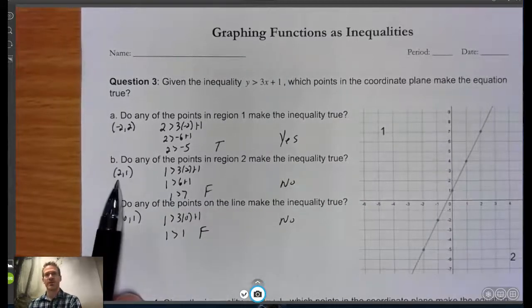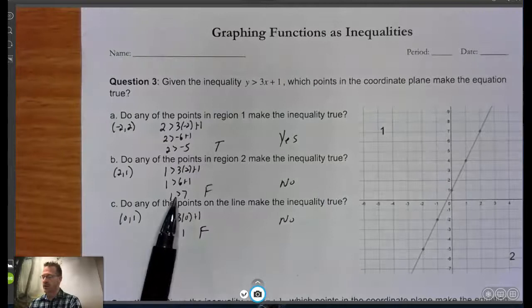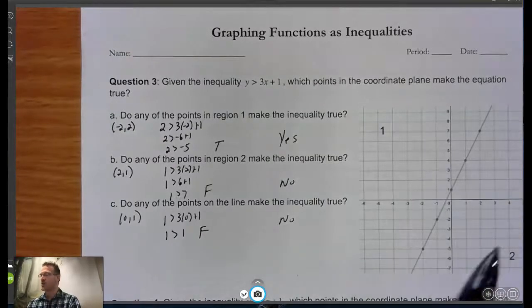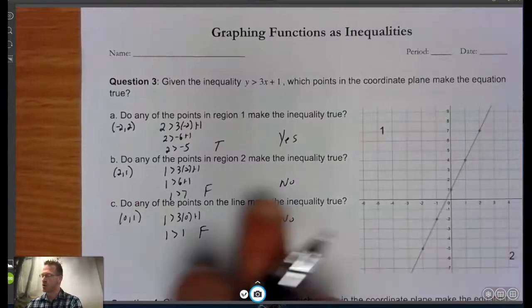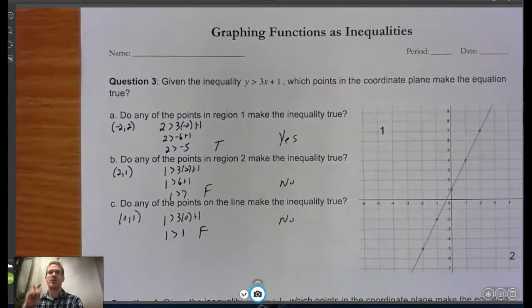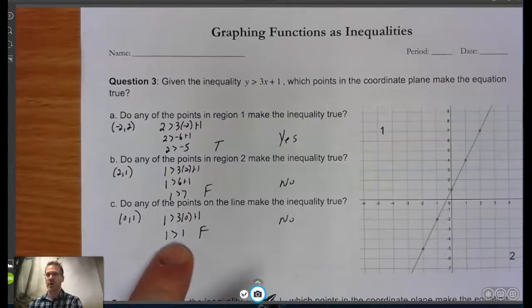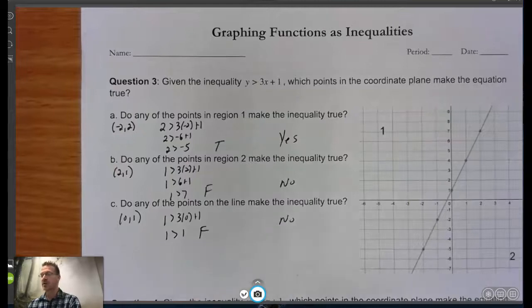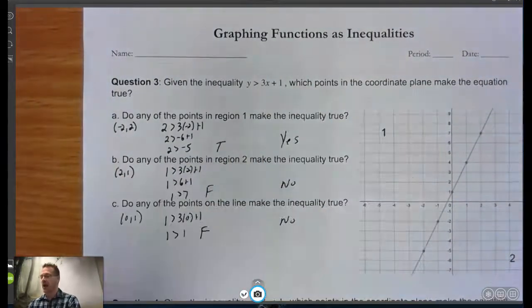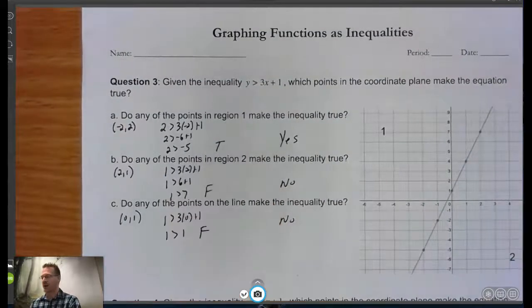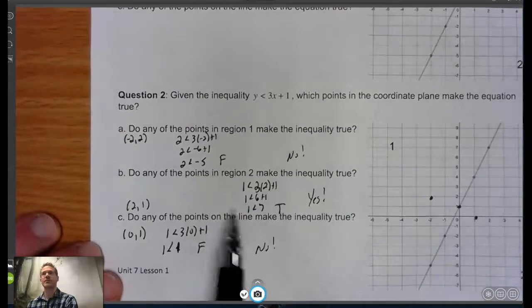Notice with 2, 1 here, I get 1 is greater than 7. So everything in region 2 now makes this false. No matter what point you picked in region 2, you should have gotten a false statement. Once again, when I do 0, 1 here, I get 1 is greater than 1, which is also false. So this time, only the points in region 1 make this inequality true. And that should make sense. We have the opposite inequality this time, so we get the opposite result of what we had in question 2.